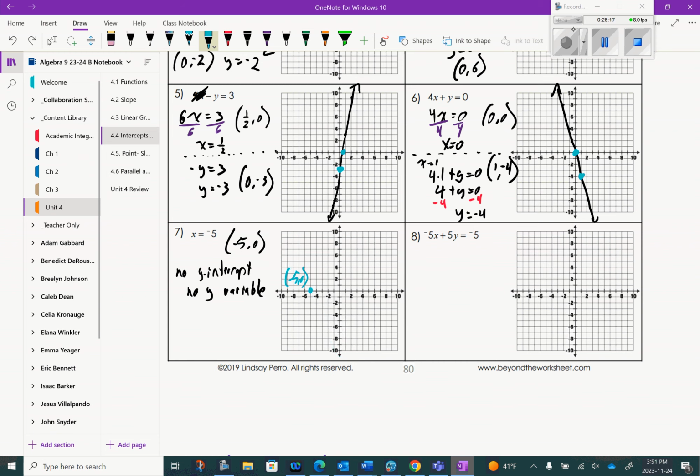Anytime you see an equation where it's just x equals some constant number, this is a vertical line. And again, if there is no y-intercept, that means it has to stay parallel to the y-axis. Well, the y-axis is vertical. This line is vertical.